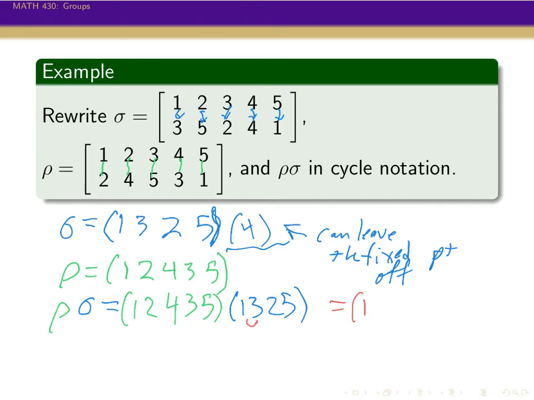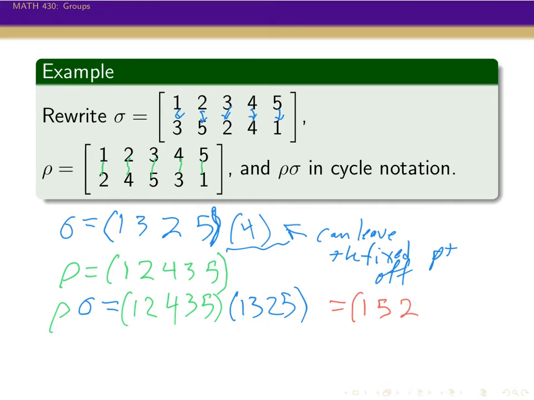So 1 goes to 3 in sigma, and what happens to 3 in rho? 3 gets sent to 5. And so 1 ended up getting sent to 5. Next, I'm going to concentrate on what 5 gets sent to. So 5 is at the end of sigma. Sigma sends 5 to 1, and then 1 in rho gets sent to 2. So overall, 5 gets sent to 1, and then to 2.